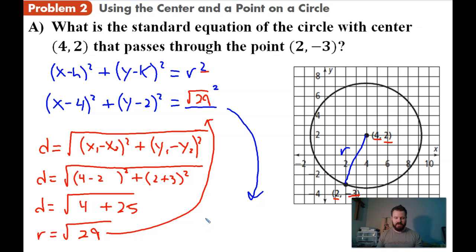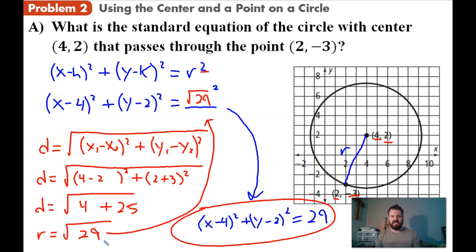So my final answer then is x minus 4 squared plus y minus 2 squared is equal to square root of 29 squared, in other words, just 29. All right, so there's my standard form equation.